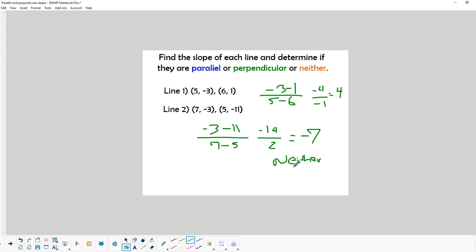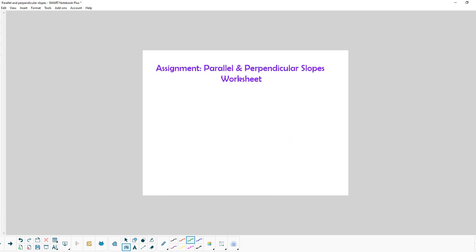So there's one kind of problem that you could encounter. Okay, so we're just going to practice finding a few of those parallel and perpendicular slopes. So here you go.